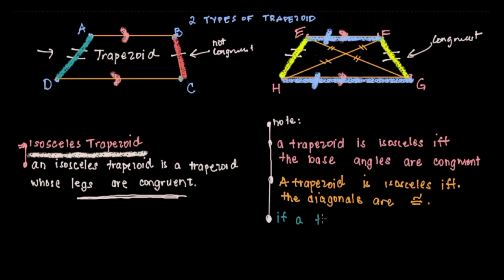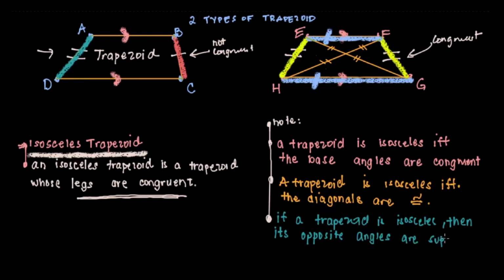If a trapezoid is isosceles, okay, malalaman natin isosceles ito, then its opposite angles are, no, it's not sides, angles are supplementary. Okay? So ano ba ibig sabihin ng supplementary?